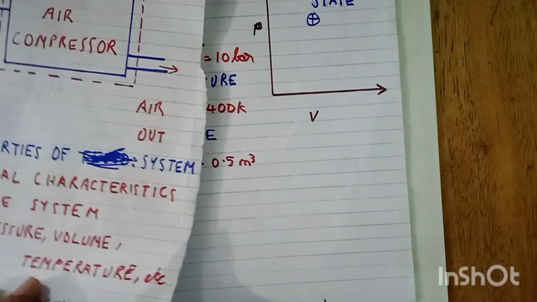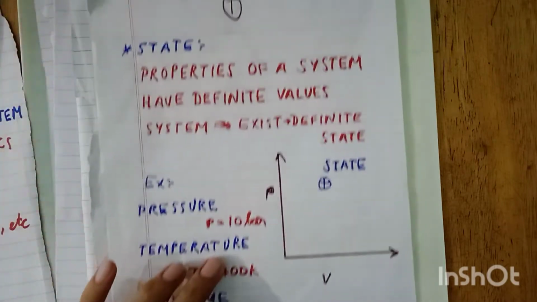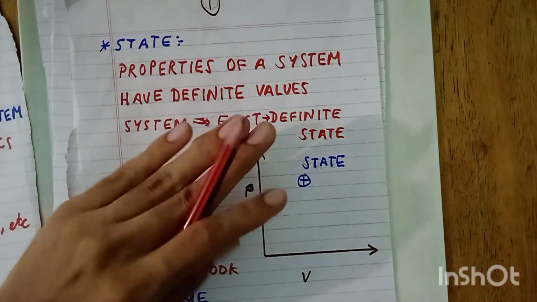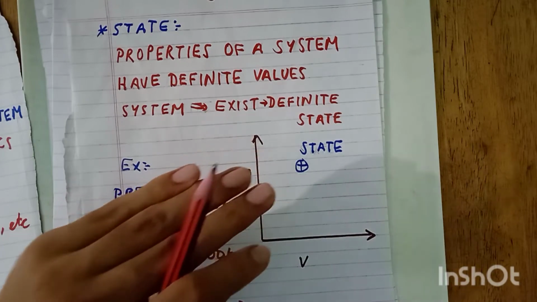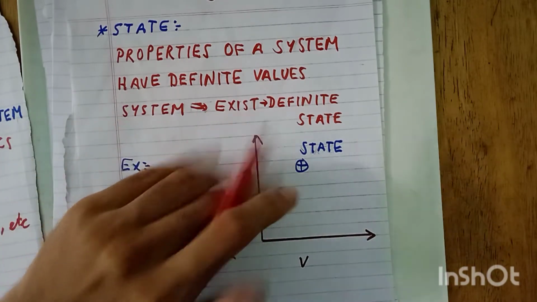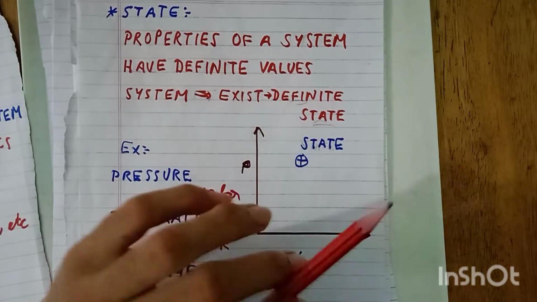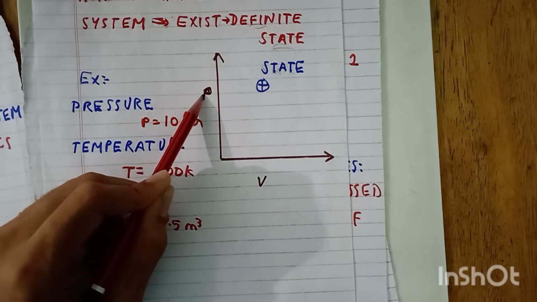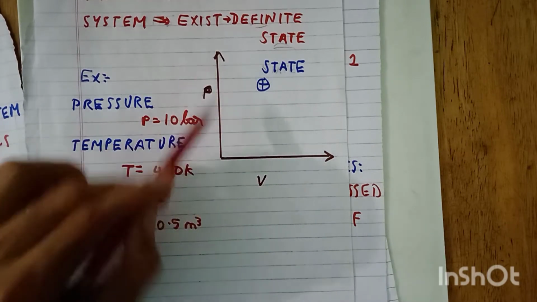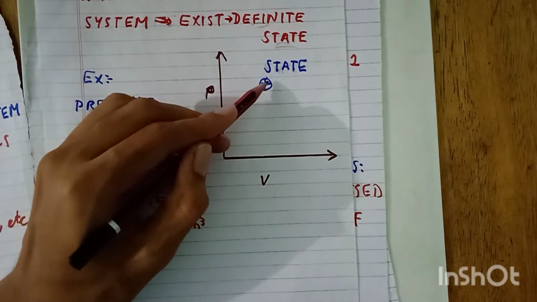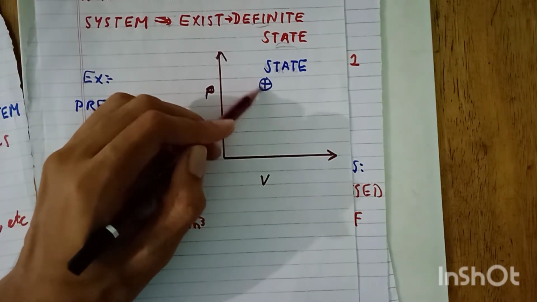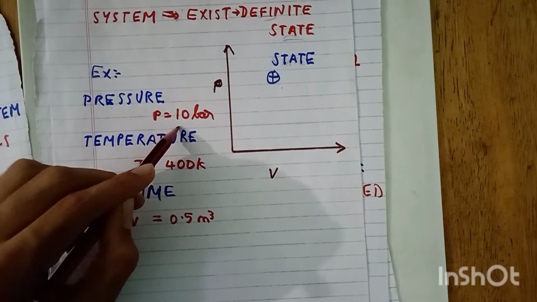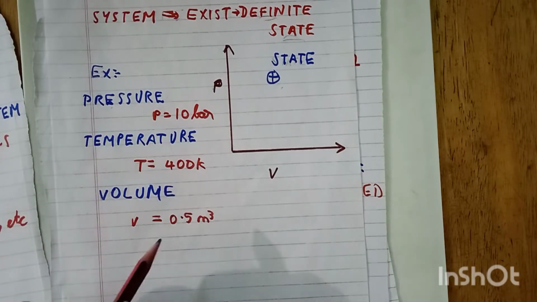Okay, so let's move on to the first one, which is state. State is nothing but this: when the properties of a system have definite values, that means the system exists in a definite state. That's simple. Now consider this graph. This is the PV graph, where P stands for pressure and V stands for volume. Here I have marked the position of the system. At this point the pressure has a definite value, the temperature has a definite value, and the volume also has a definite value.